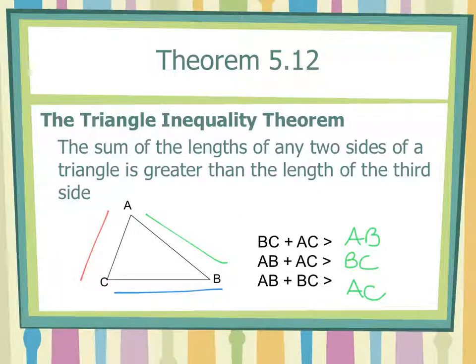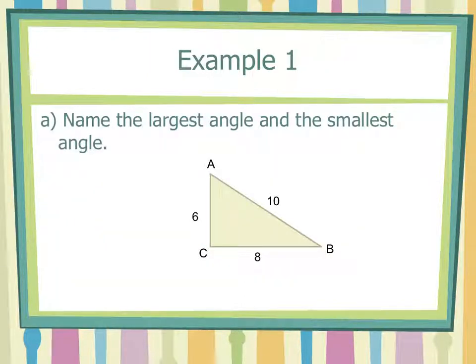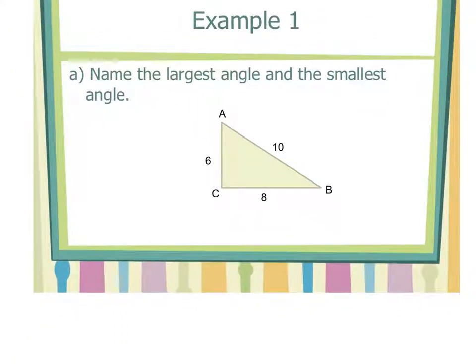Anybody still need the slide? Okay, next. Back to that theorem, remember two sides have to be greater than the other one. So this is why you always pick the two smaller ones. We're going to do an example. So here it's asking us to name the largest angle and the smallest angle. So first of all, let's identify which side is the longest. Which number is the biggest up there?